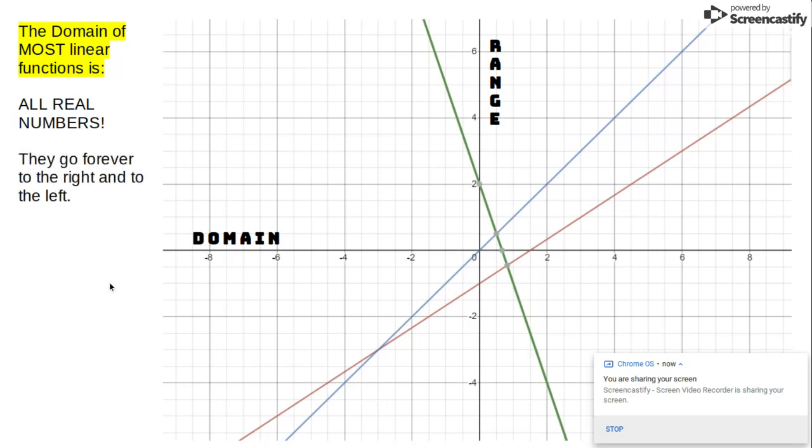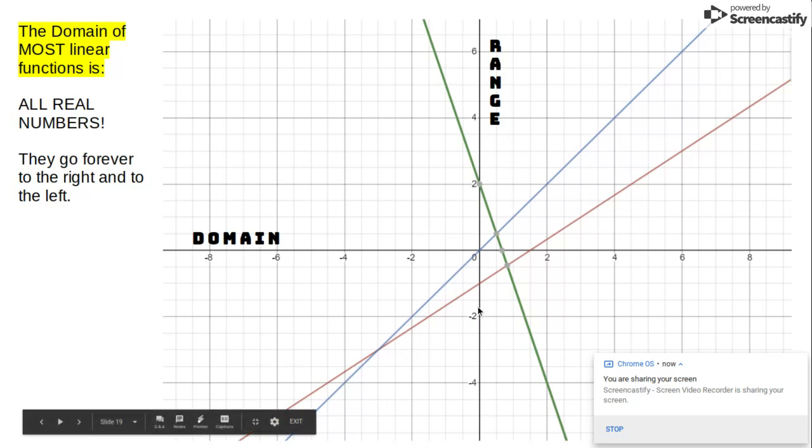The domain for most linear equations is all real numbers. Why? Because they go forever to the right and forever to the left, because they're slanted. So the reason why I put most is because you could technically have a line that's just straight vertical and it's not tilted. Then the domain would not be all real numbers. But we're not going to get into those lines today. We're going to talk about the ones that are tilted. They're slanted like these that you see here on your screen.